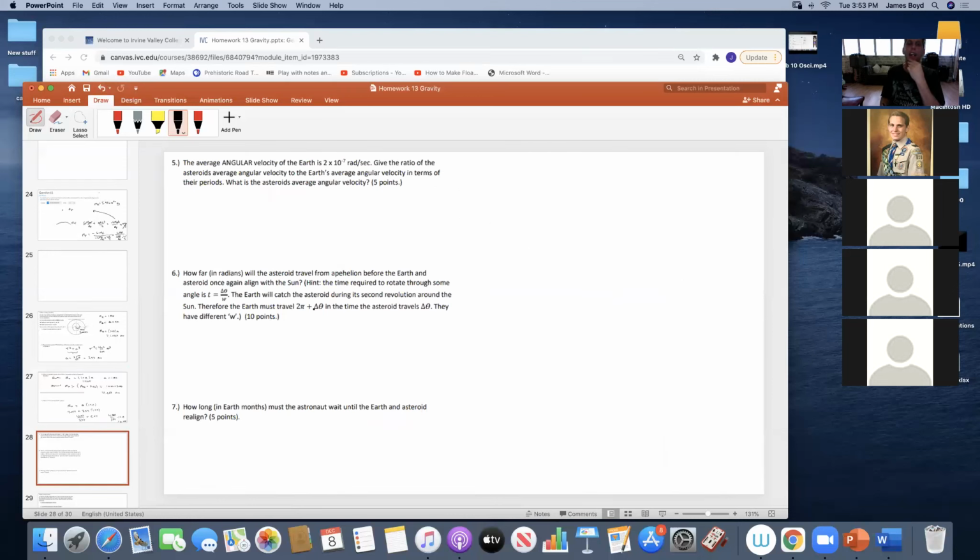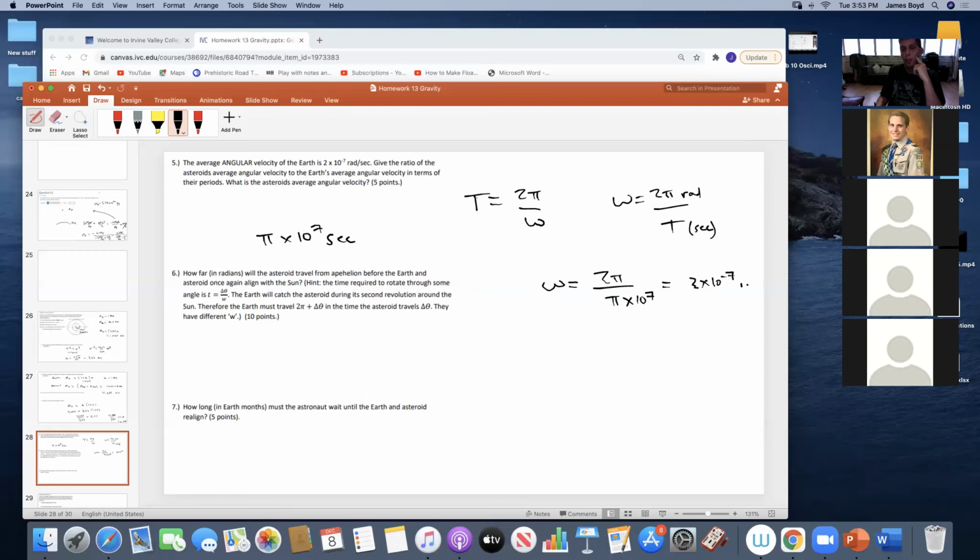The average angular velocity of the Earth is 2 times 10 to the minus 7 rad per second. Give the ratio of the average angular velocity of the Earth to that of the asteroid. This is a really weird question that might stump you. But remember that the angular velocity is 2 pi over the period. The Earth in 1 year goes around 2 pi radians. Remember that 1 Earth year is pi times 10 to the 7 seconds, so omega for the Earth is 2 pi over pi times 10 to the 7th, which is 2 times 10 to the minus 7 rad per second.